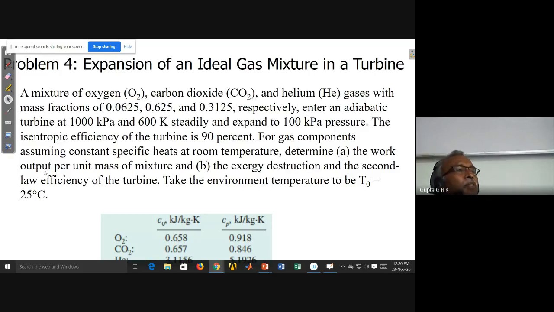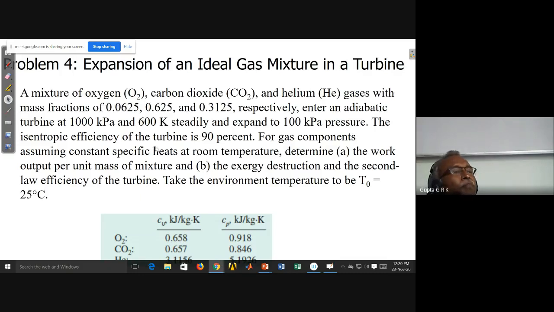So work output, if I find out, and then change in entropy I can find out. If I find out change in entropy, T naught delta S also I can find out exergy destruction. And the second law efficiency also I can find out, because work output is the maximum work that I can get, and that is exergy obtained, okay, and exergy destruction. And these two, if you add, exergy in I will get. So the total of work output and exergy destruction gives me second law efficiency. Okay, that is the way I have to find out.